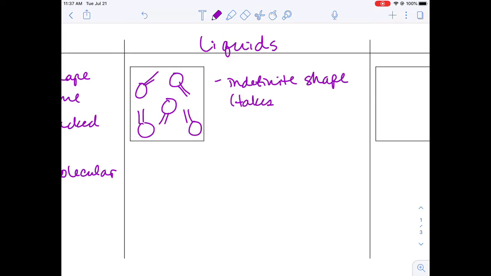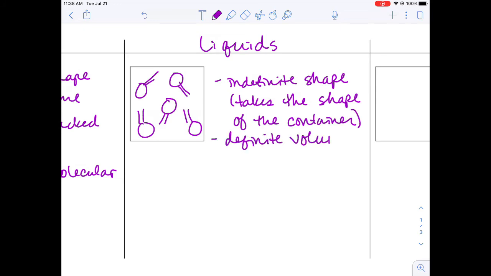Liquids have indefinite shapes. So that means they take the shape of whatever container they're in. They do have a definite volume though. They can't be expanded or contracted or compressed. So there's free motion in liquid particles.